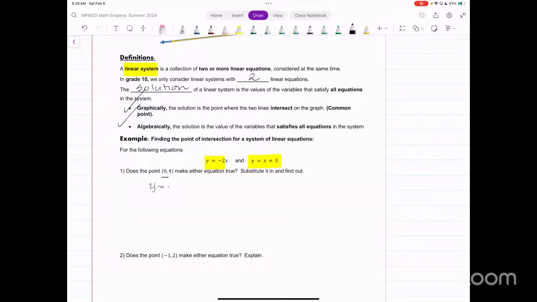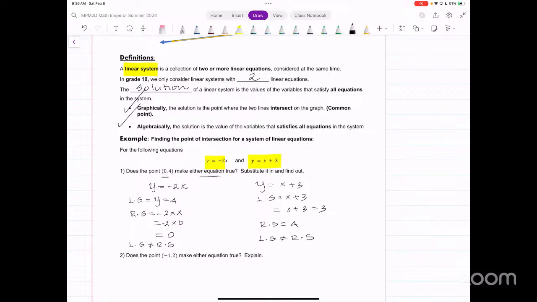So we're going back to y is equal to negative 2x. We're going to take the left-hand side of the equation, which is y, which is equal to 4. Right-hand side of the equation, minus 2 times x, which is minus 2 times 0, which is 0. Left-hand side not equal to right-hand side in this case. Let's go back here. y is equal to x plus 3. Left-hand side is y, which is 4. Right-hand side is x plus 3. x is 0, 0 plus 3 is equal to 3. Left-hand side not equal to right-hand side. So you can say, that's the point. Does it satisfy? No, it doesn't satisfy.